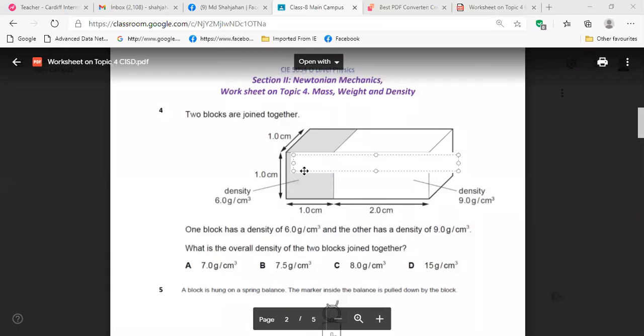So there you got m equals density, which is 6, right? Yes, sir. And your volume is how much? 1 centimeter cube, 1 multiplied by 1. Then you are getting 6 gram, right? Yes, sir. So are you writing 6, everyone? For this shaded part, the mass is 6 gram.